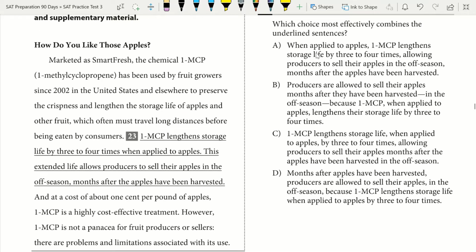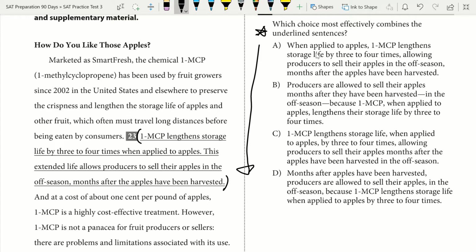So in these cases, whenever I'm asked to combine sentences, I just call it a sentence combination question. What I'll do is read through my two sentences, figure out my own guess as to how it should be constructed, and look for which one applies that in my answer choices A through D. All right, so we have: 1-MCP lengthened storage life by 3 to 4 times when applied to apples. This extended life allows producers to sell their apples in the off-season months after the apples have been harvested.